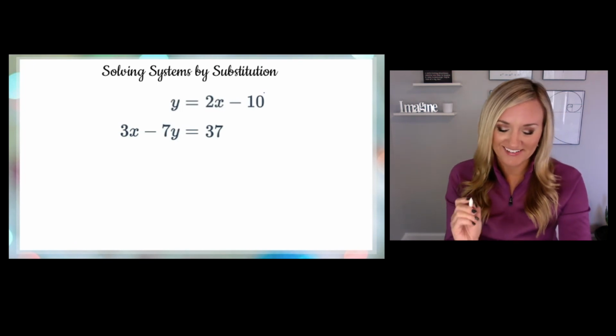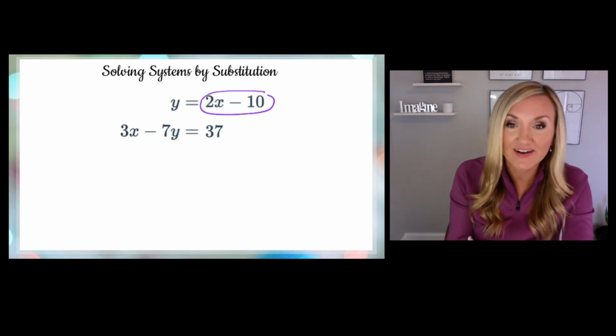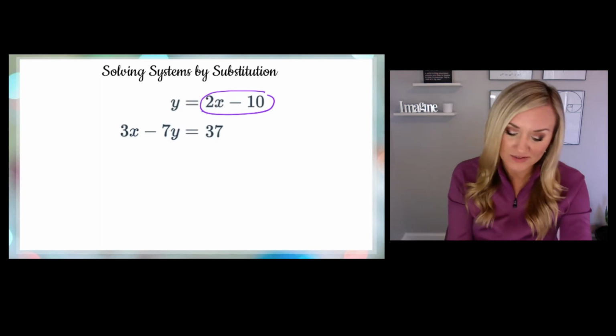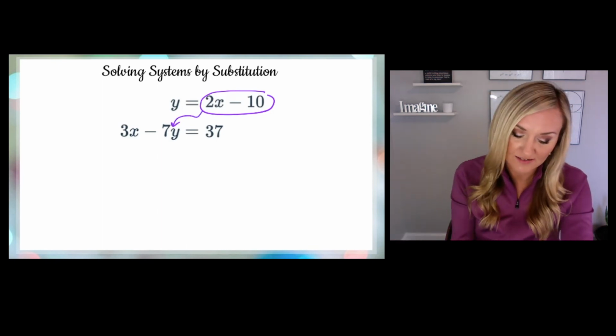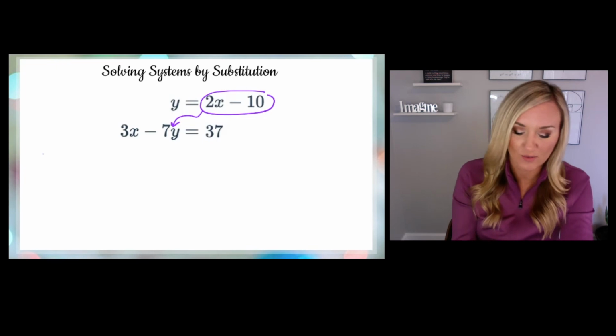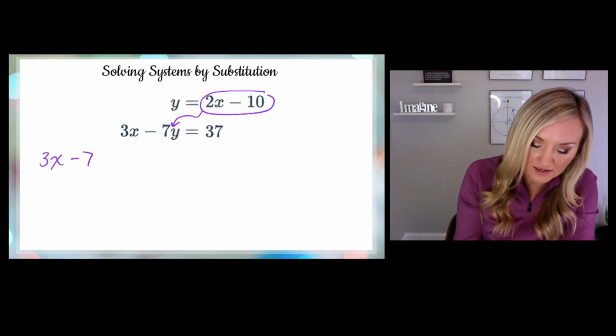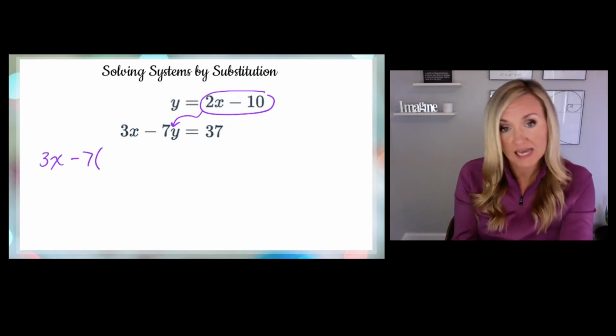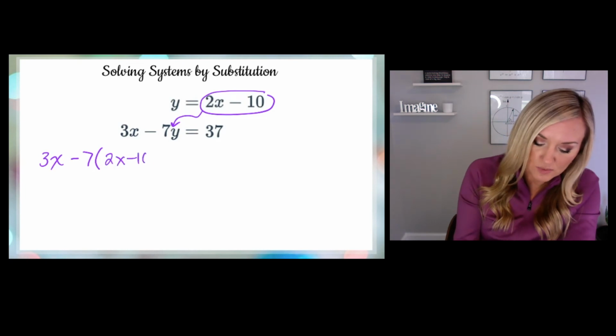And I'm ready. Okay, I notice there's a y equals. So I'm going to circle everything that the y equals, and I'm going to substitute it in. I'm going to plug it in for y in the second equation. So now I have 3x minus 7, and instead of y, it is 2x minus 10.